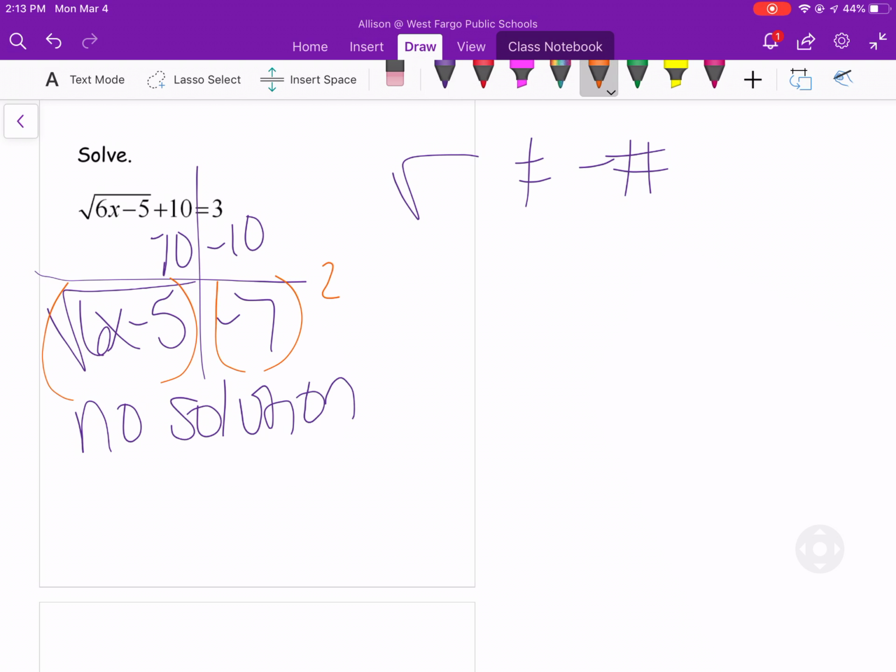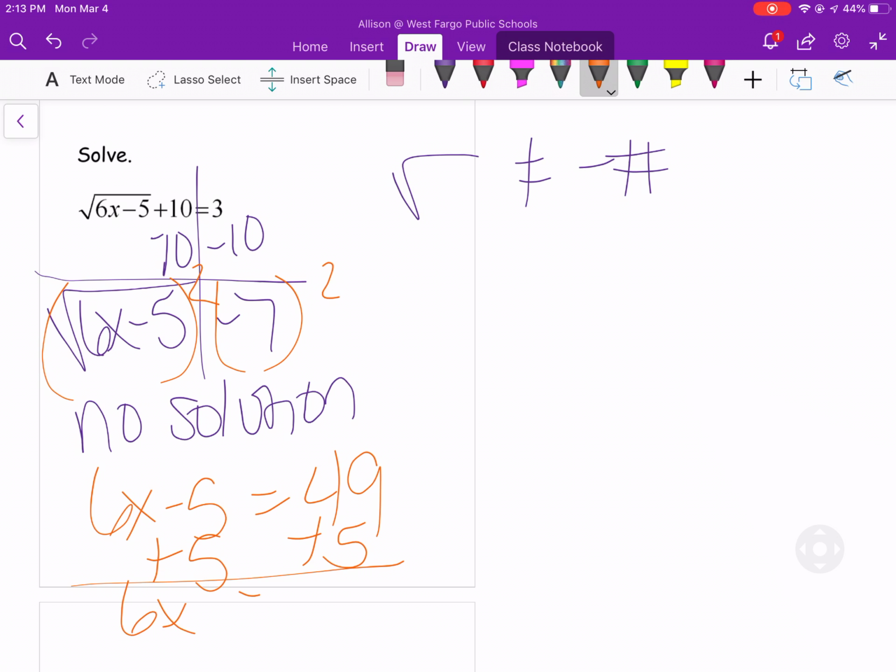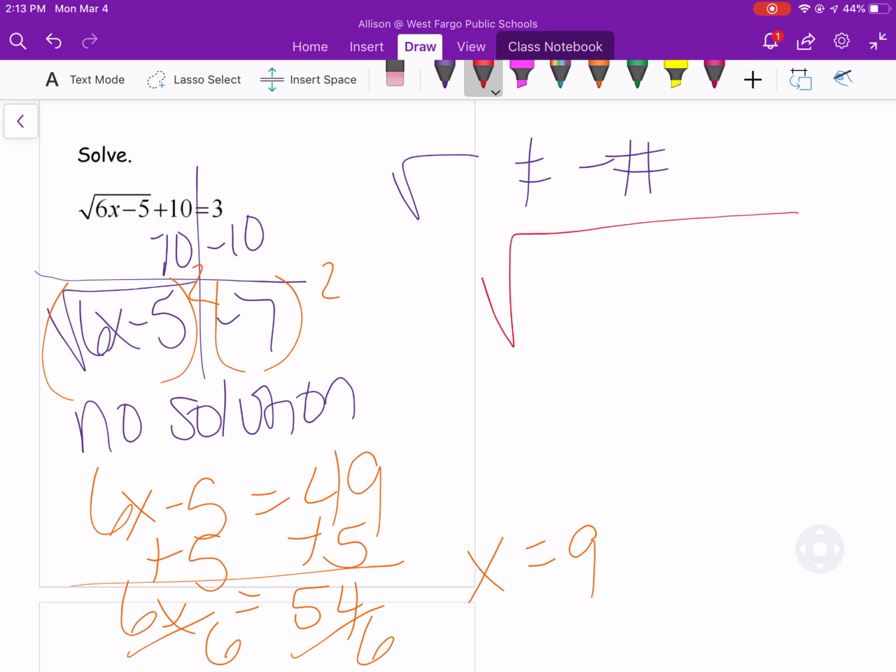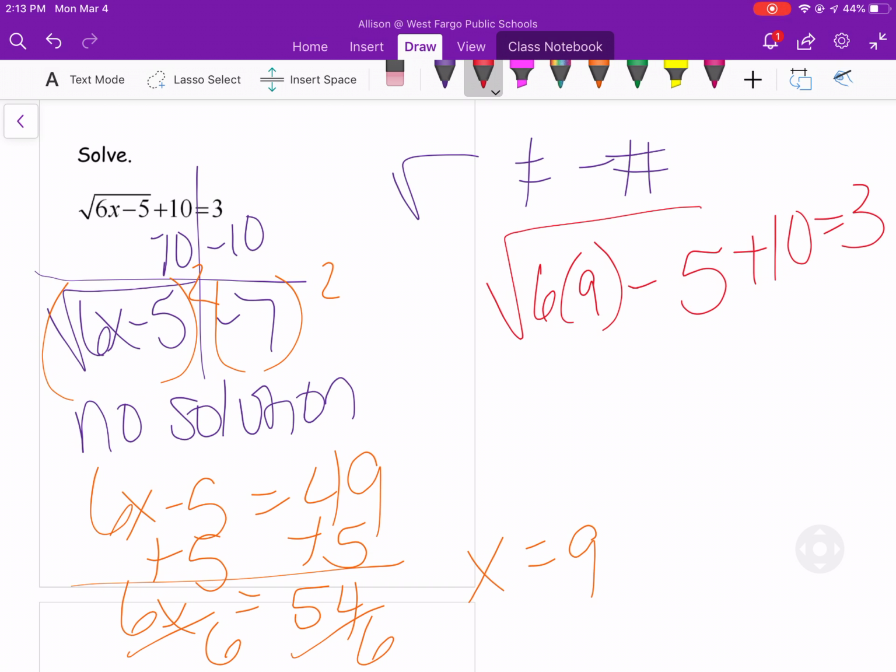We'd square both sides, and we get 6x minus 5 equals 49. Add 5 to both sides. We get 6x equals 54. Divide by 6. We get x equals 9. Plugging 9 back in then. So 6 times 9 minus 5. And then square root of that plus 10 has to equal 3. So it's 54 here minus 5 is 49. So square root of 49 plus 10, does that equal 3? Does 7 plus 10 equal 3?